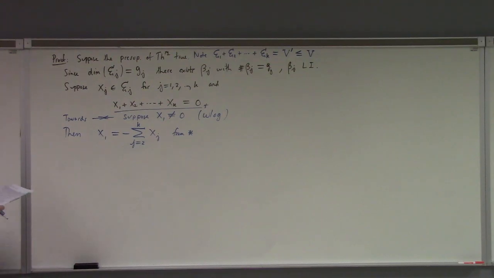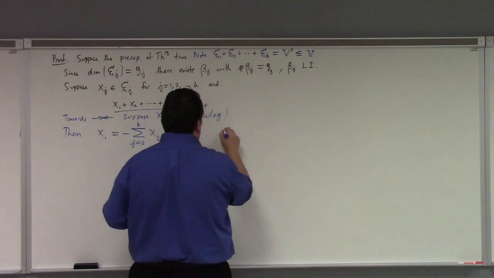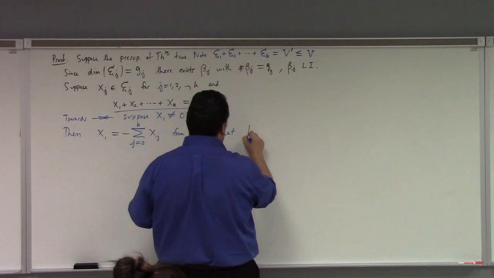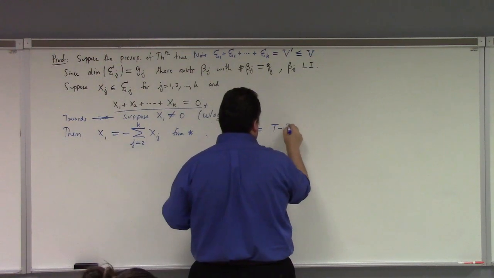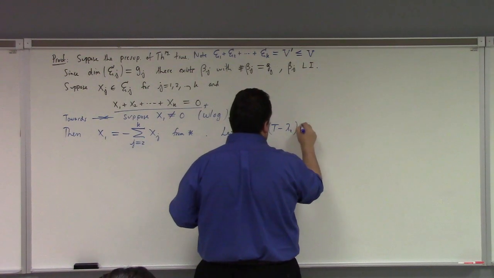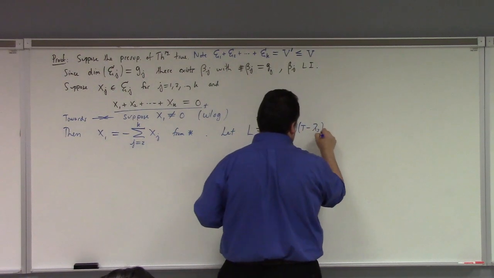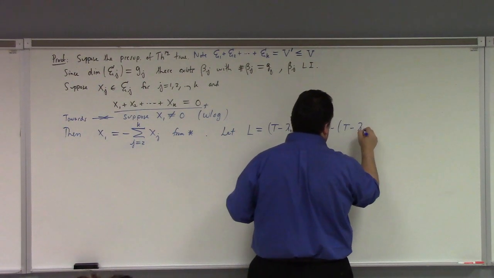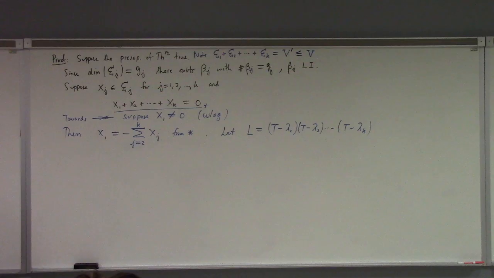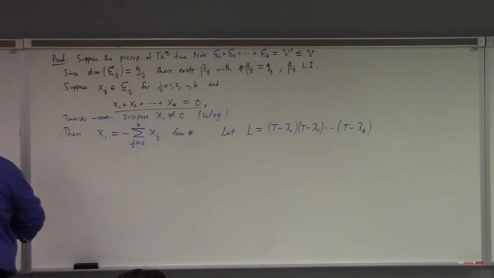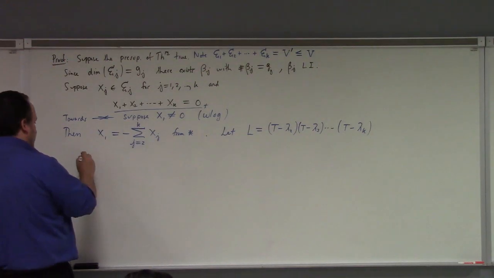I say the next step in this is to let L be, I'll write it out, T minus lambda 2, T minus lambda 3, through T minus lambda k. So basically L is everything except the first one, right? Now what happens if we let L act on x1? What's L of x1?